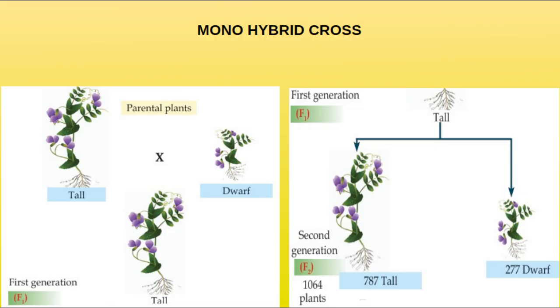Mendel initially conducted hybridization experiments by considering a single pair of contrasting traits. This is known as a monohybrid cross. The hybridization experiment was conducted considering the trait of height. Mendel hybridized a pure tall plant and a pure dwarf plant. In the F1 generation, he got only tall plants.